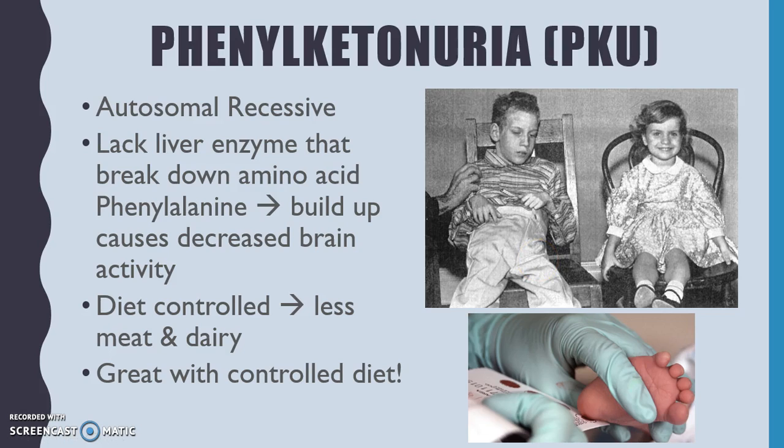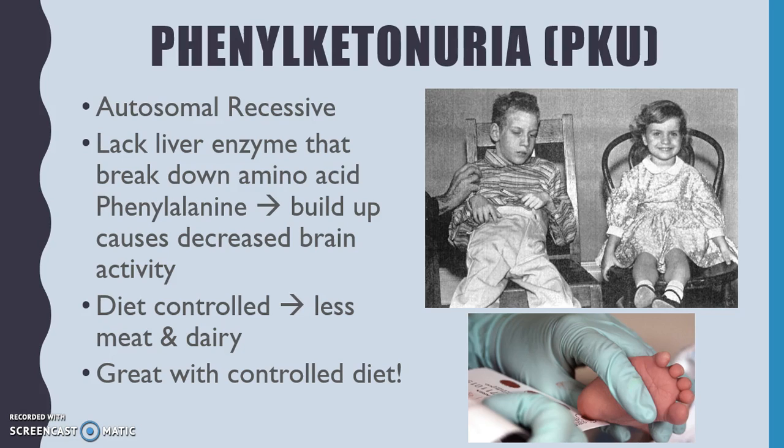PKU can be controlled with diet. And normally, if you were born in the US, you were tested for PKU. They prick your little heel and they take a couple blood samples and then they test you for it. And if you test positive for PKU, you will know it, and you will just have a diet that has very little meat or dairy in it, because those foods that are classified as meat and dairy products actually have an abundance of phenylalanine. So if you stay away from those foods, then you will be fine.